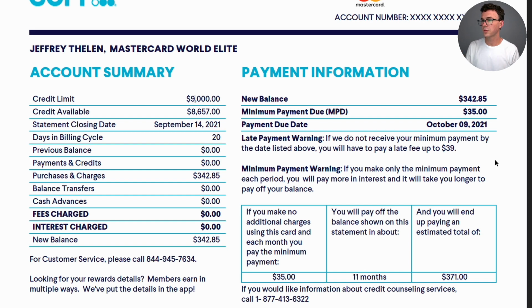Then you're going to see some familiar things. You have the late payment warning. So if I do not make the payment by October 9th, I'll be charged $39. Then below that, you have the minimum payment warning. If I only made the minimum payment, this isn't quite as scary as the Capital One, where if I'm making the minimum payment, which I imagine the smallest it could be is $35, it'll take me almost a year to pay it off. I'll pay it off in 11 months, and we'll pay $371. So you'll see about $28 in interest over 11 months.